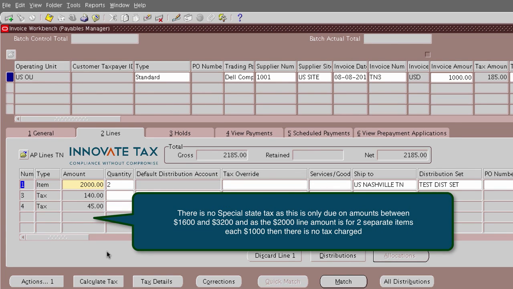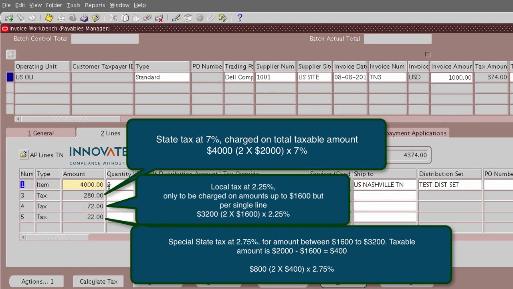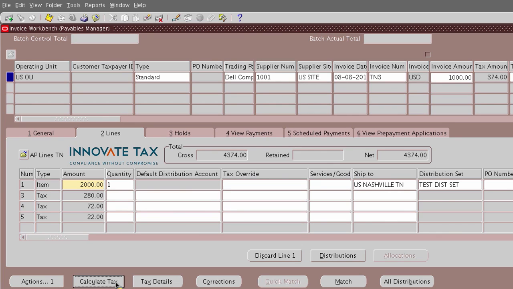Finally, as each of the $1,000 single article lines is below the $1,600 to $3,200 range, for the special tax to kick in, none is calculated. So if we change the quantity, so we have two lines of 2,000 each, so in effect a total of 4,000, you'll see that the tax does change again. But it's based on the fact that you have two lines of 2,000 each. We change this back to quantity of 1, recalculate the tax, you'll see the total amount is 2,000, and then the tax amounts have adjusted accordingly.